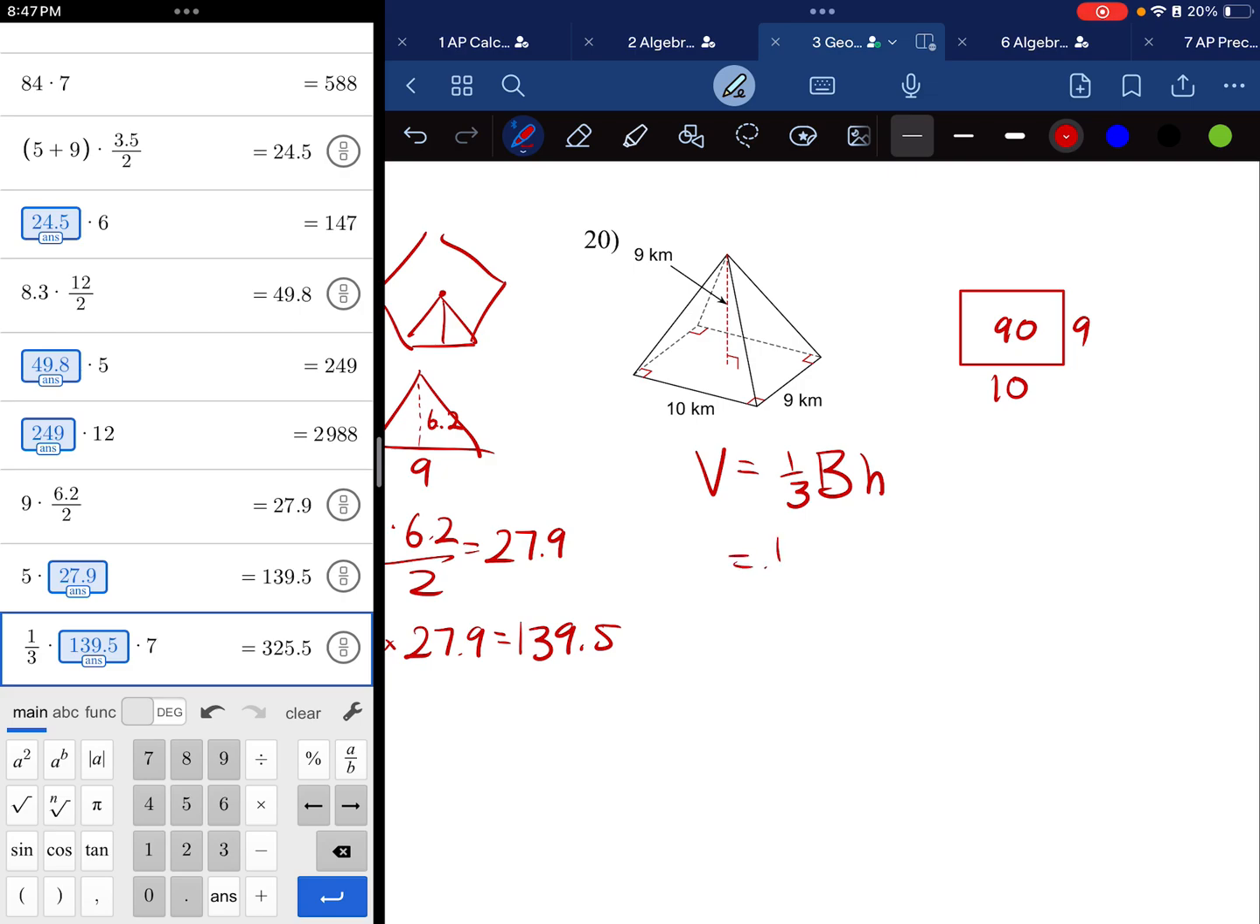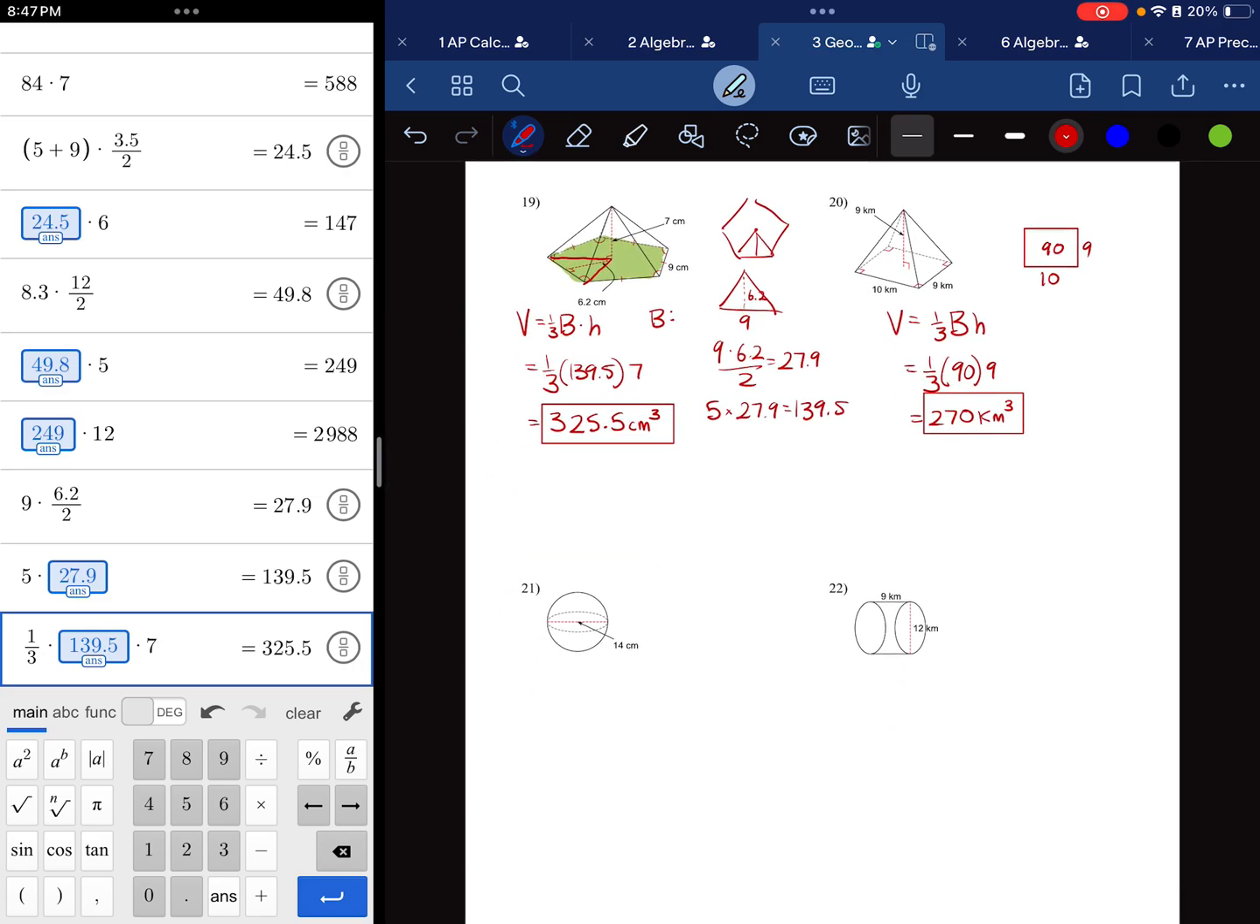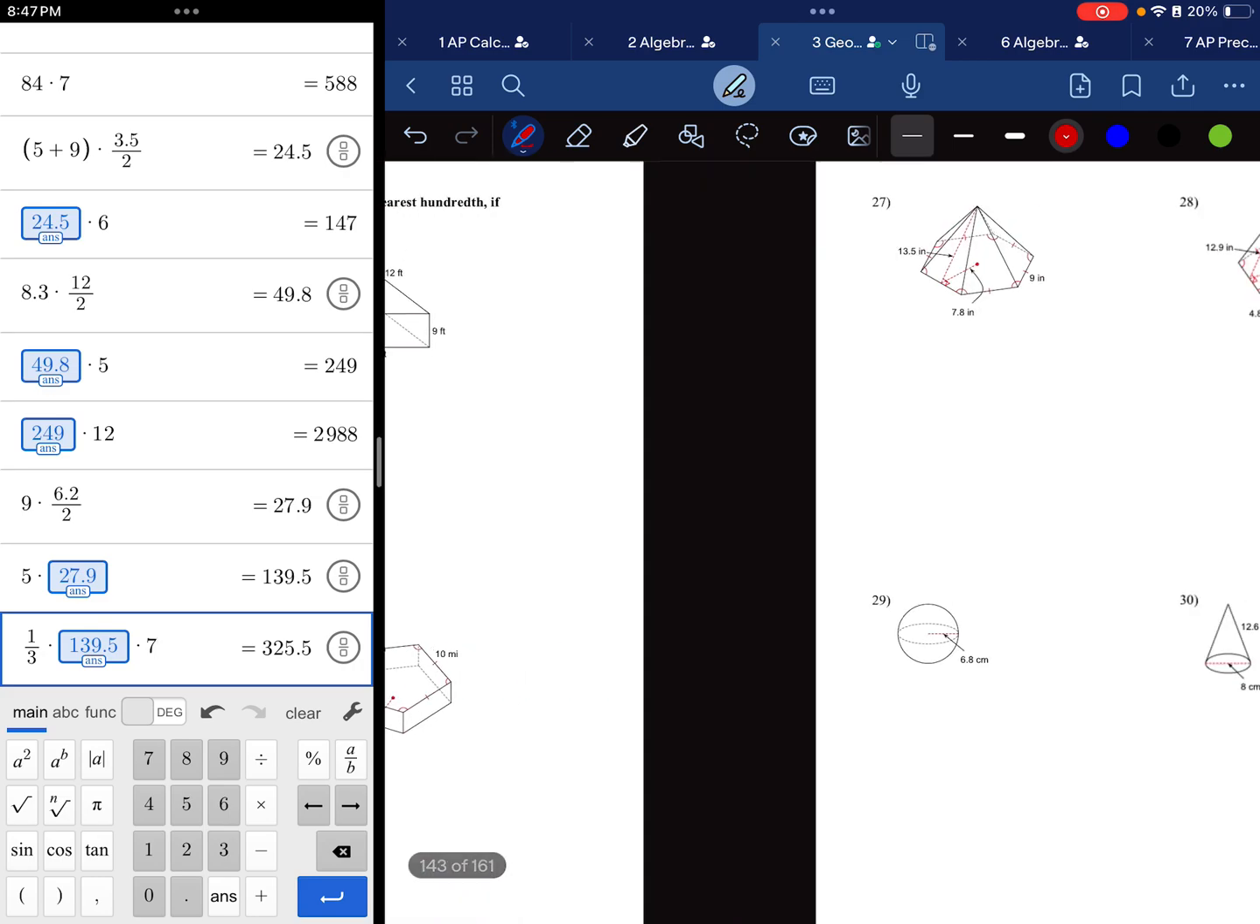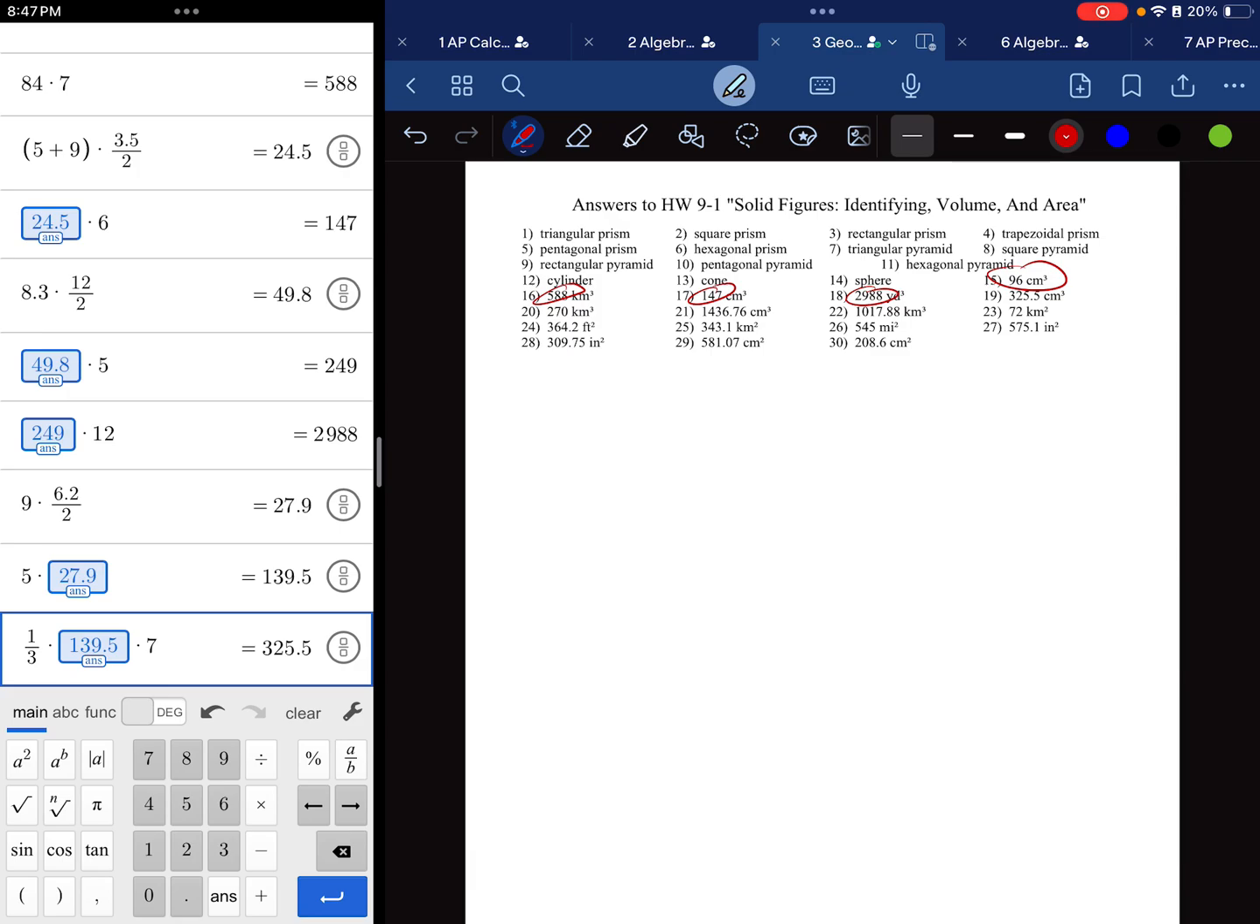So this is going to be equal to 1/3 of 90 times the height, which is 9. And that's going to be 270. I can do that in my head. 270 kilometers cubed. And box it. All right, let's check. So 325.5, which is on my calculator, and 270. Let's check that. 270, check, yep, and 325.5. Everything seems to be going good so far.